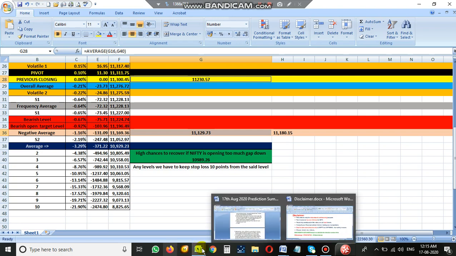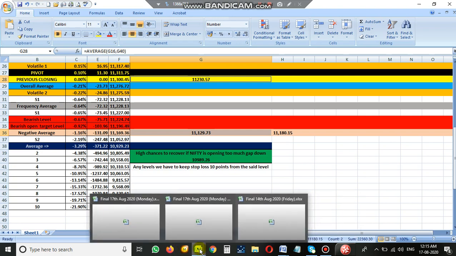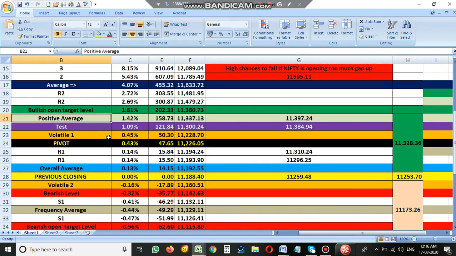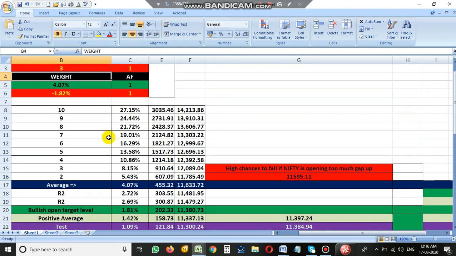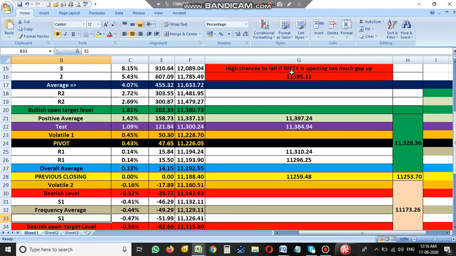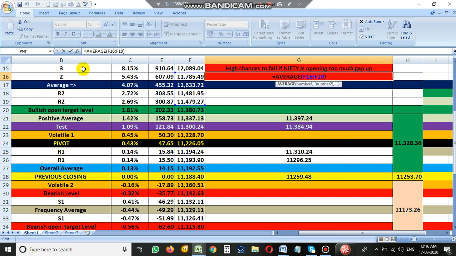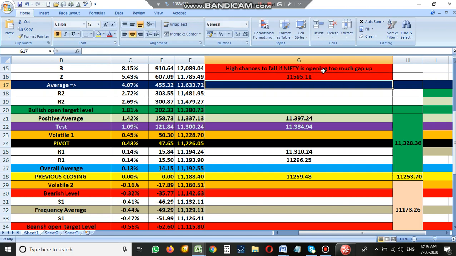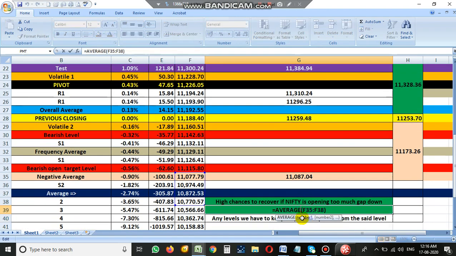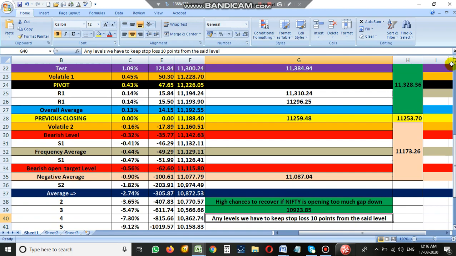So if we take the same method on Monday, we'll come to the market closing and other details on how to check. So this is the average from the level 2 to bullish, that is the gap up target level, and the gap down level, which is 11,190.